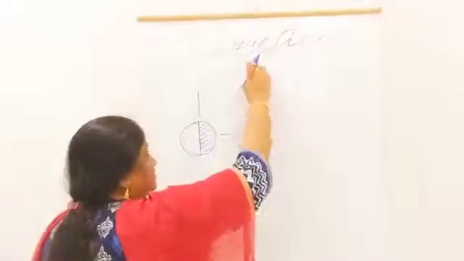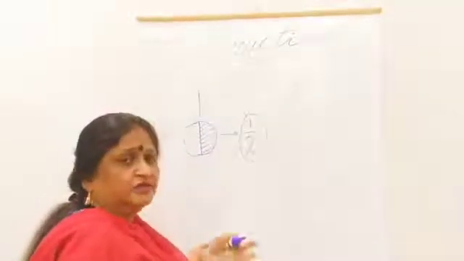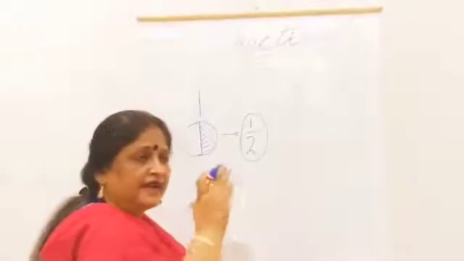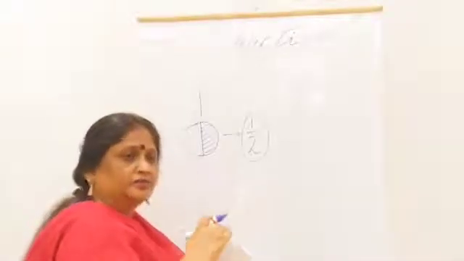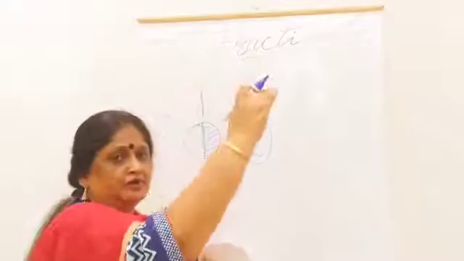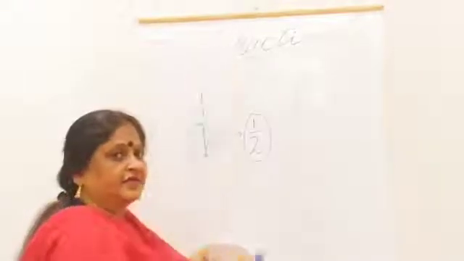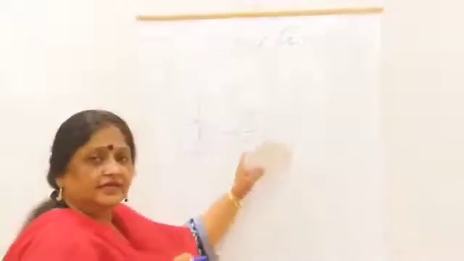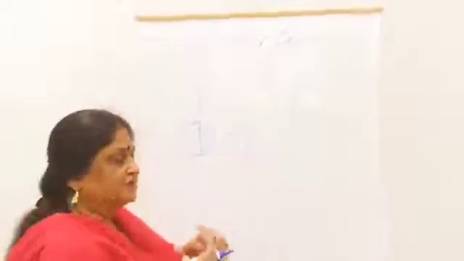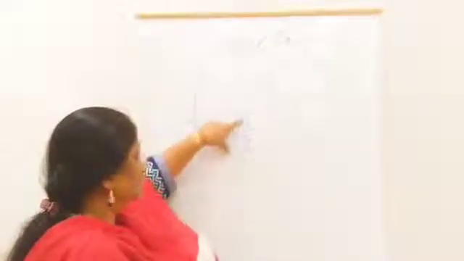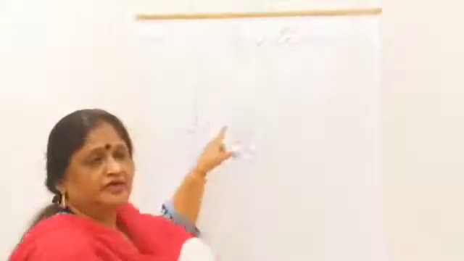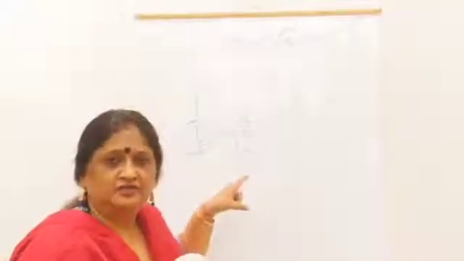What is a fraction? When we divide an object into equal parts, and out of those parts we use some number of parts, the way we write that is called a fraction. A fraction is always written in this way, 1 upon 2 or 2 upon 3. In a divisional form we write fractions.